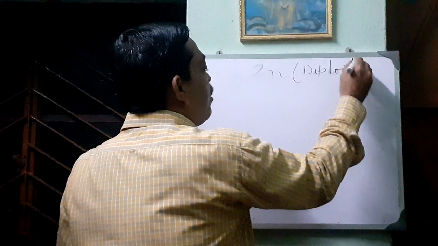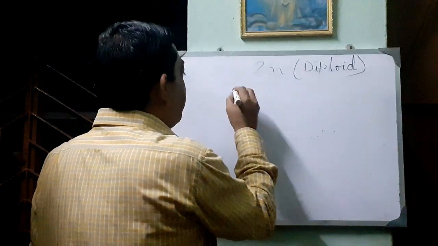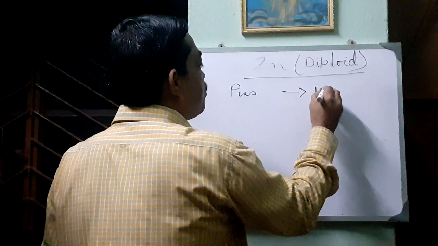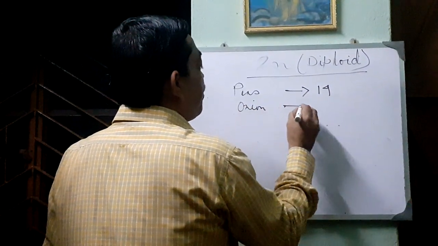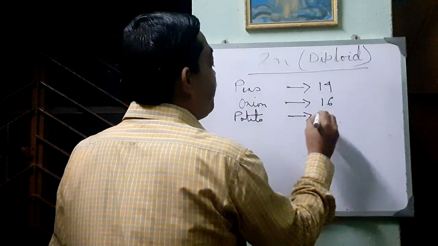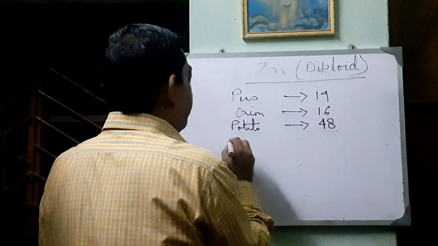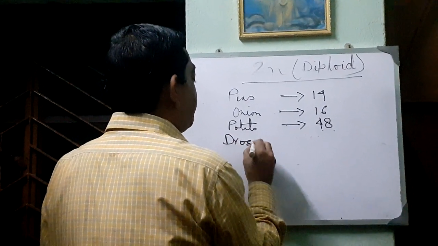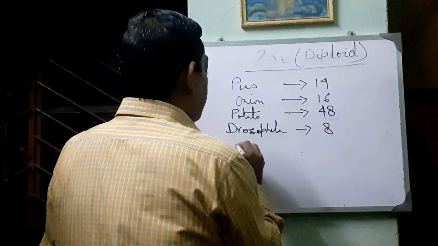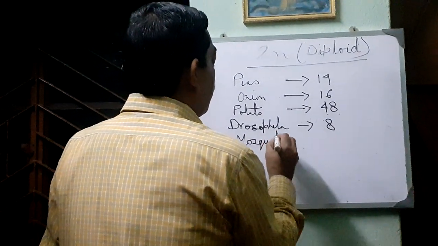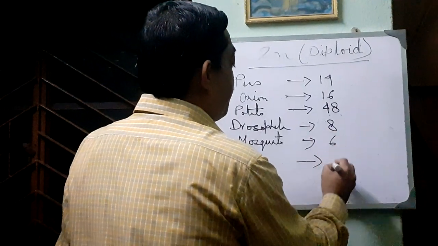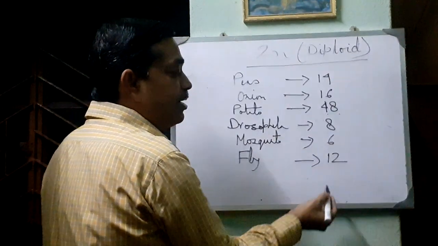Different organisms contain different numbers of chromosomes. Like the pea plant, it contains 14 chromosomes. Onion contains 16 chromosomes. Potato contains 48 chromosomes. Drosophila, which I already discussed, contains only 8 chromosomes. Mosquito contains only 6 chromosomes, and fly contains 12 chromosomes. All are even numbers, multiples of 2.